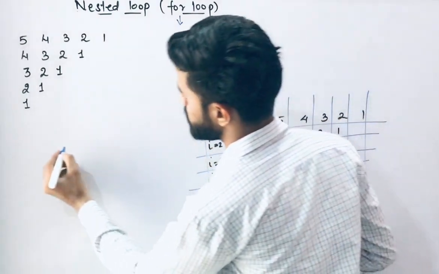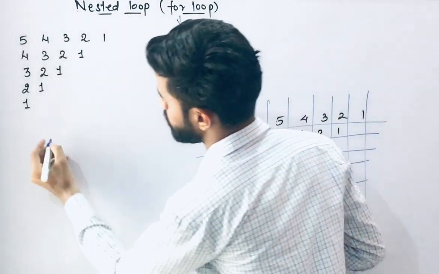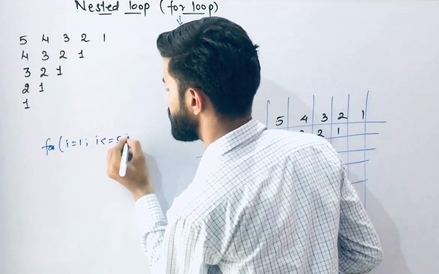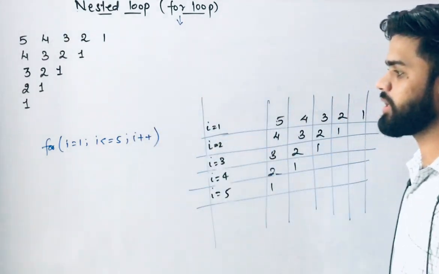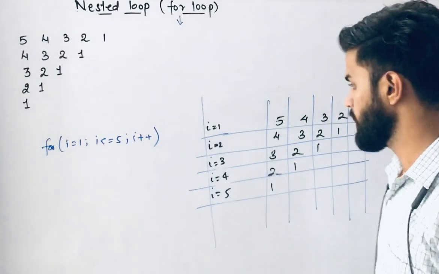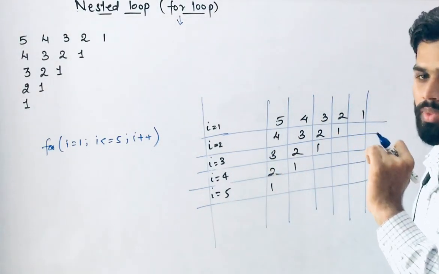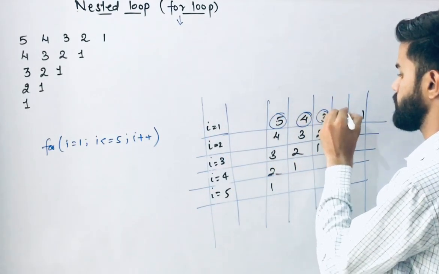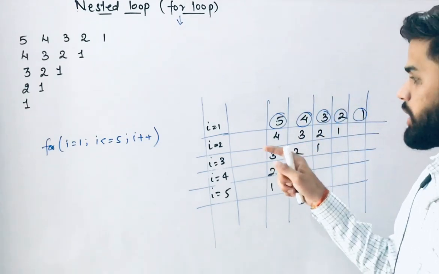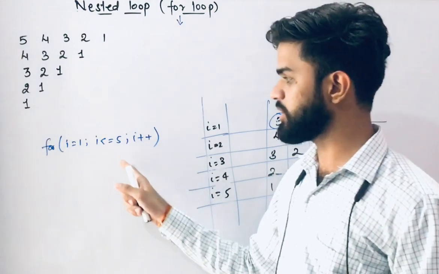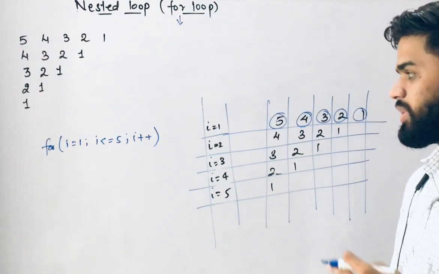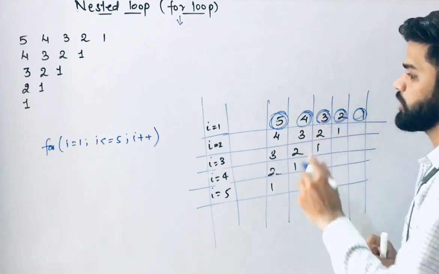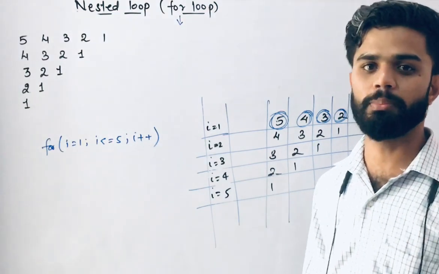So we can write: for i equal to 1, i is less than or equal to 5, i plus plus. This runs our outer loop 5 times: first time, second time, third time, fourth time and fifth time. But we also need to print these values. When the first outer loop condition is true, it enters the inner loop, and it needs to print 5 4 3 2 1. So the printing process depends totally on the inner loop.